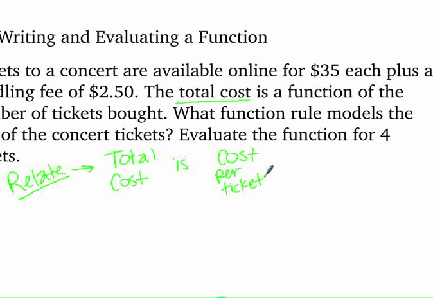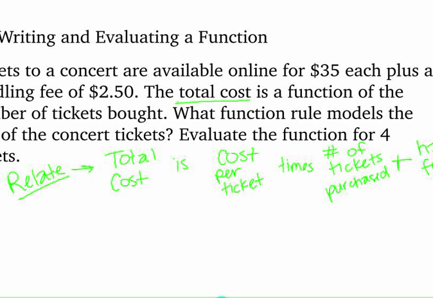So I can start to write my rule based on this. Total cost is cost per ticket times the number of tickets that are actually bought, number of tickets purchased, plus this $2.50 handling fee. I hope that didn't get cut off on the video. I apologize if it did, but that last thing that I wrote is the handling fee.